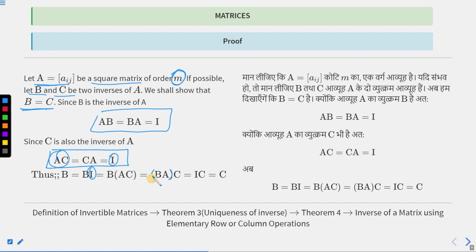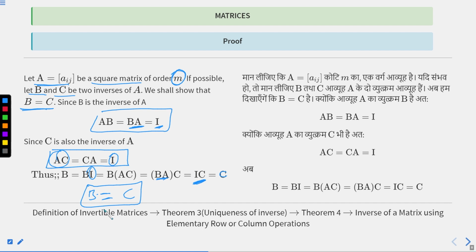By associative law, as you all know, associativity holds here. So this means BAC, I can pair BA, and BA is what? As you can see, BA is also I, so IC. Whenever an identity matrix is multiplied with any matrix, the output will always be that matrix C. So you started from B, you eventually get C. So this means you showed that B is equal to C.